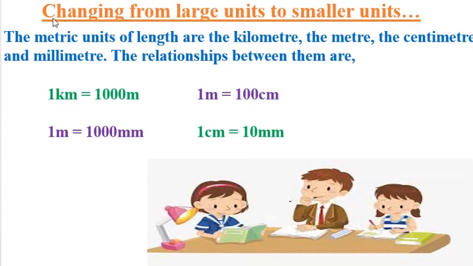Okay children, changing from large units to smaller units. The metric units of length are the kilometer, the meter, the centimeter and millimeter. The relationships between them are 1 kilometer equal to 1000 meters. That means 1000 meters equal to 1 kilometer. So the next, 1 meter equal to 100 centimeters. That means 100 centimeters equal to 1 meter.